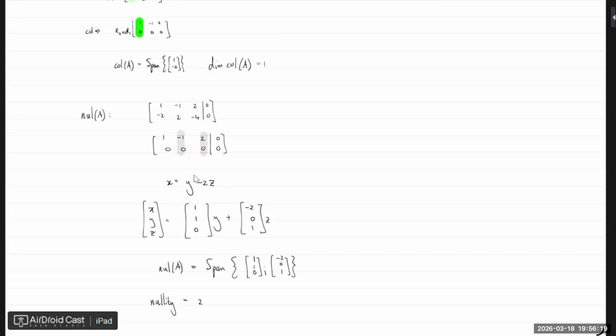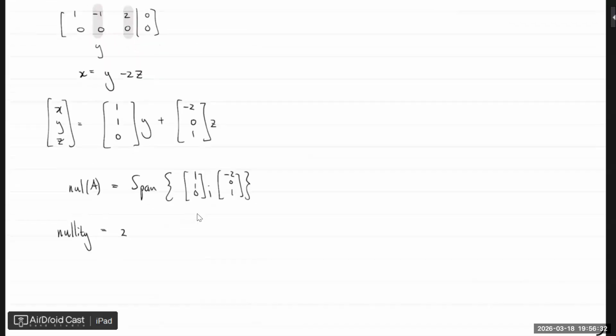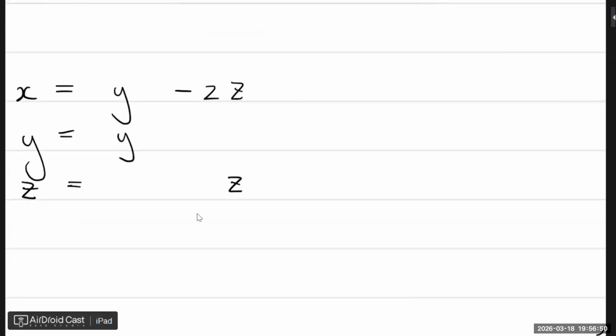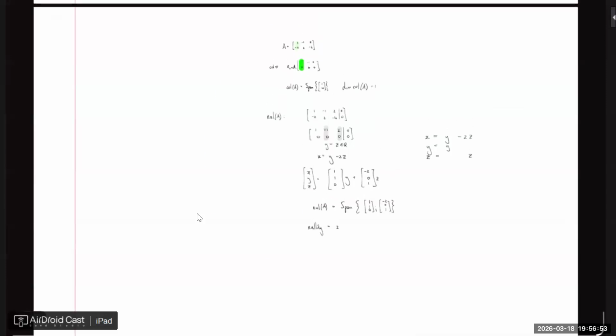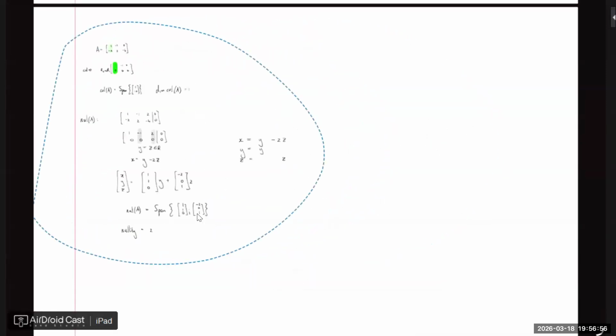This one. So x is just y minus 2z, right? So do you want to know how I've written this? So look here. Remember, y and z are all just free, right? So x equals y minus 2z. y is just y, and z is just z, right? Are you still with me? Okay.